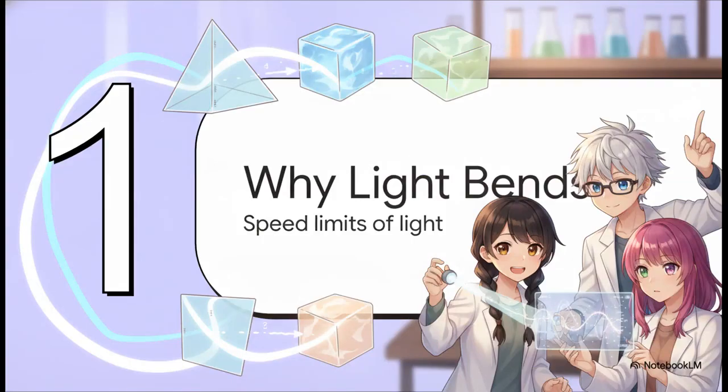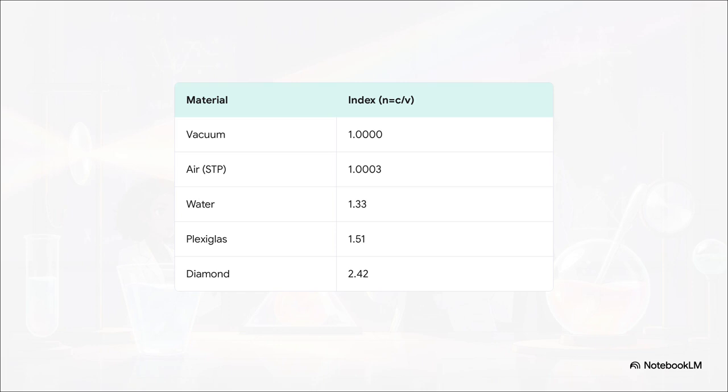Moving on to section 1, why does light bend? Let's figure out exactly how different materials actually influence the speed of light. Now, what's genuinely wild here is just how dramatic this slowdown can be. We use a total vacuum as our baseline. That's where light travels at its absolute maximum speed.